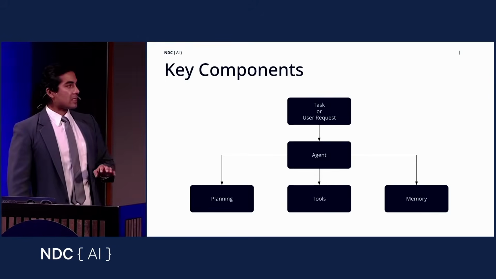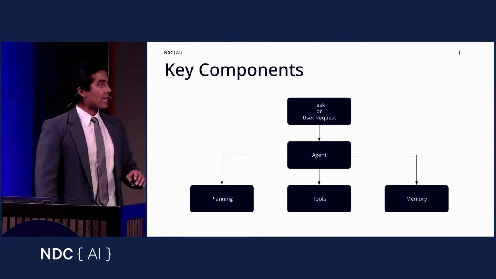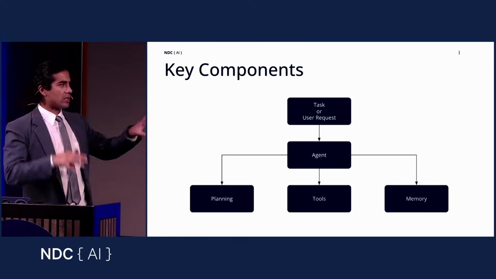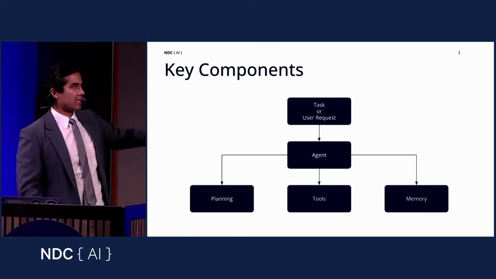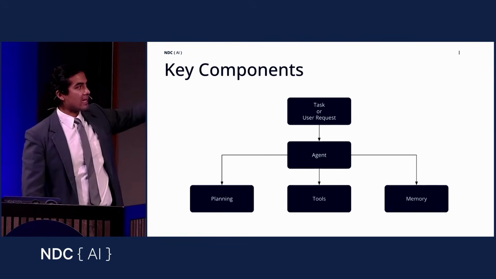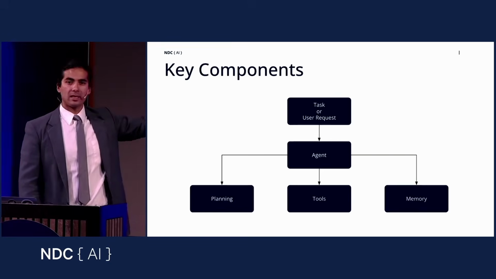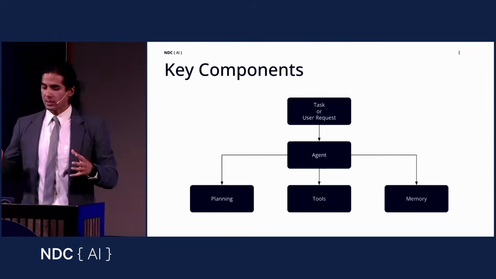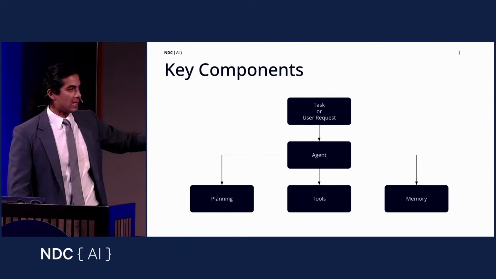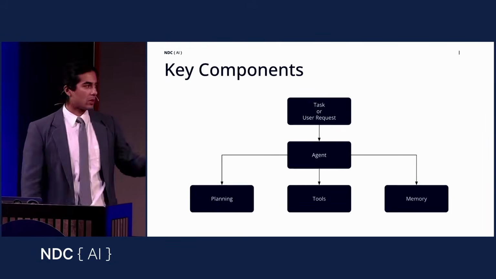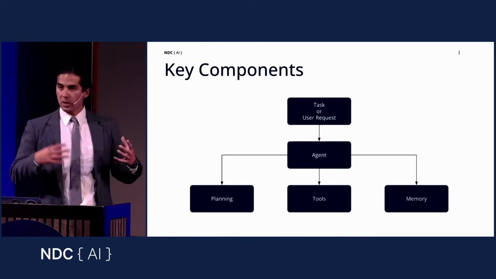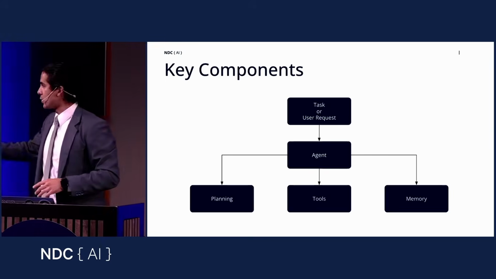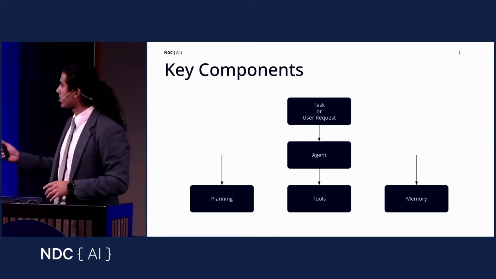These are some of the key components of agents. Again, it's a very high-level overview. This can get a lot more complicated, but first we would have a task or a user request that then gets sent to the agent. And broadly speaking, the three main buckets that agents have are planning, tools, and memory. Right? So all of these can be quite customized. You can put in a lot of complexity around them, but this is how they work.